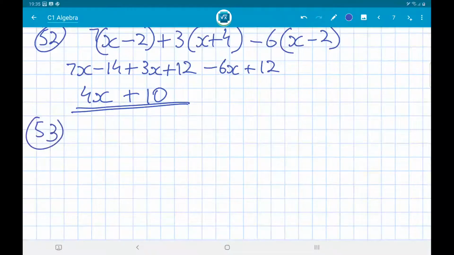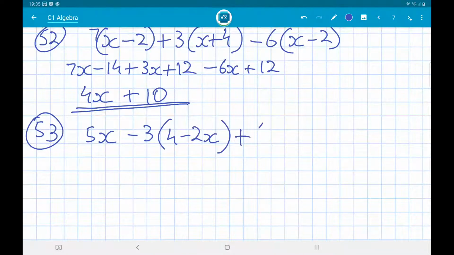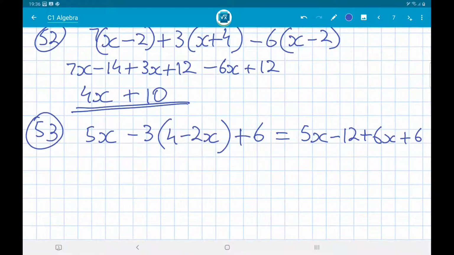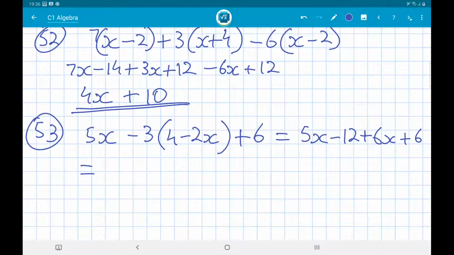53. 5 times x minus 3, 4 minus 2 times x plus 6. So you would end up with 5x minus 12 plus 6x plus 6. And that would end up with 5 plus 6 is 11, 11x, and you get a minus 6.